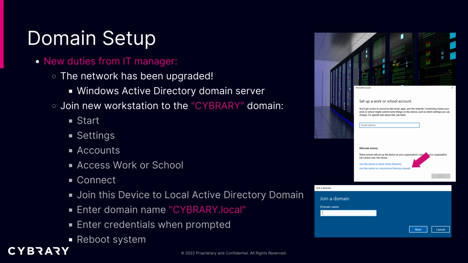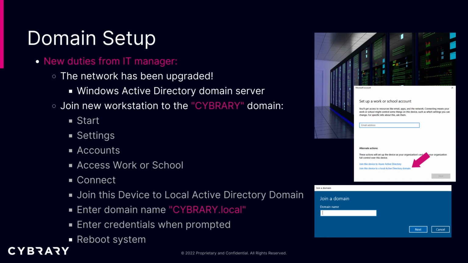Okay, this workgroup, or this small office, has actually upgraded. They've gotten servers in and they've implemented a Windows Active Directory domain server. So it's been upgraded. Now we need to connect our workgroup stations to the Cybrary domain. So let's go ahead and get started.